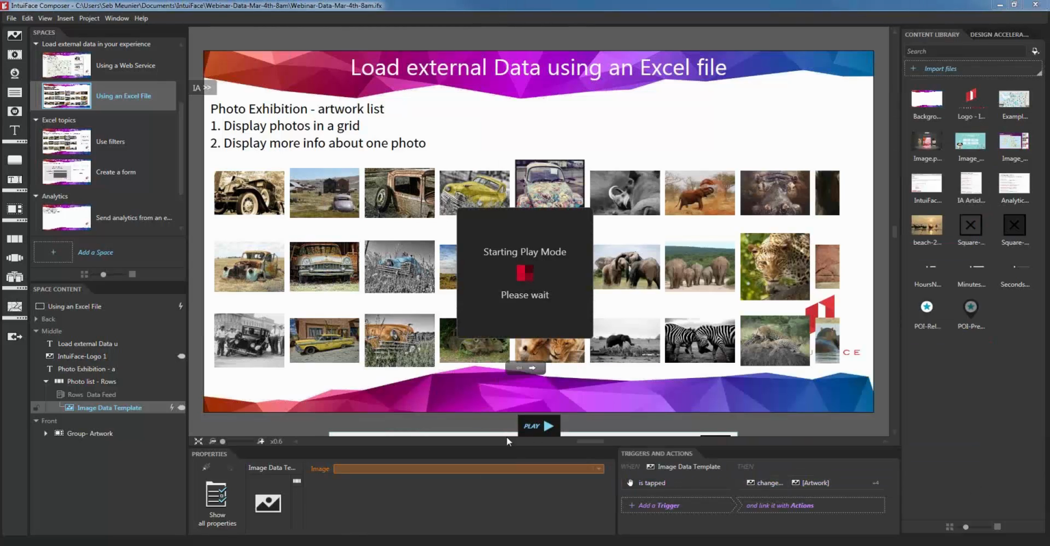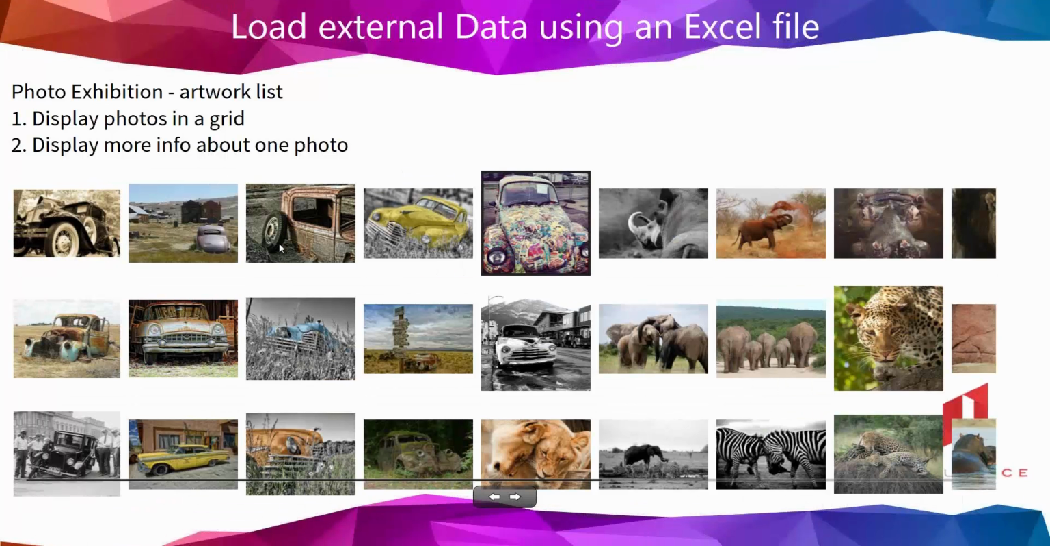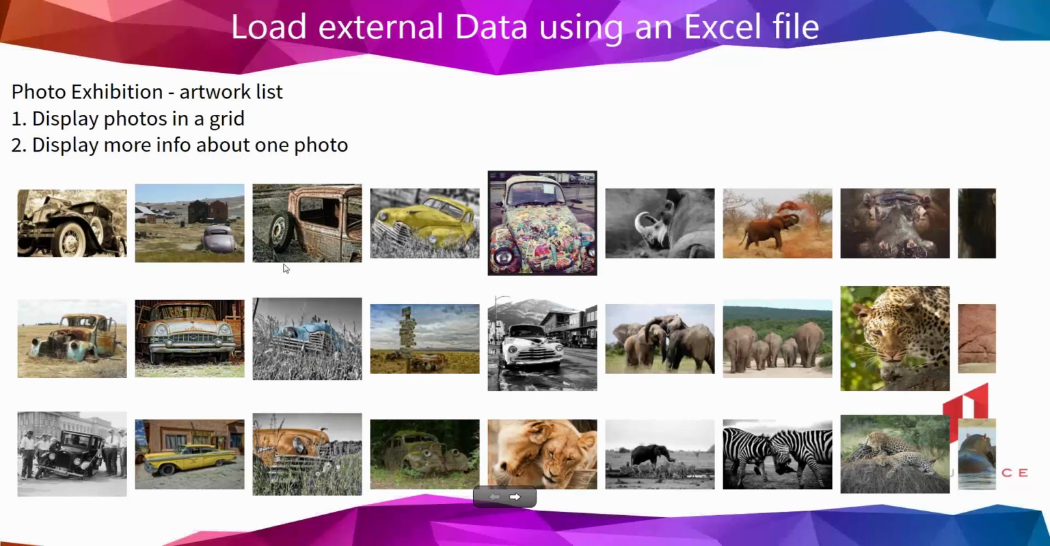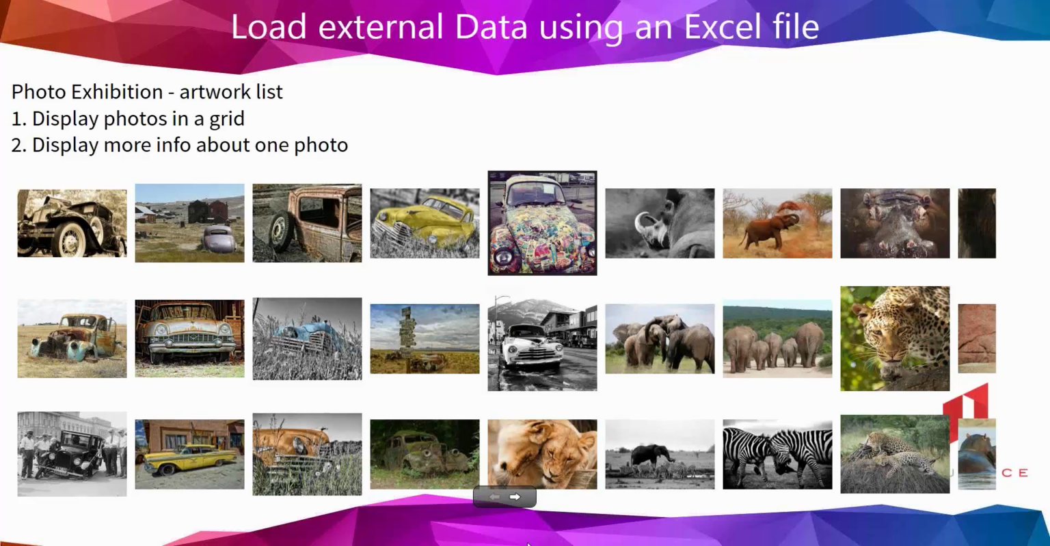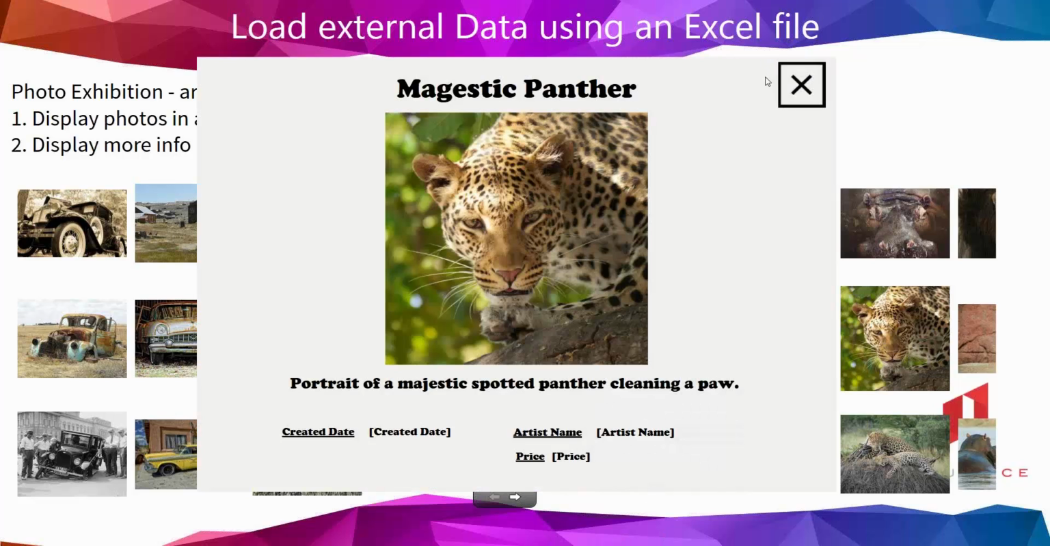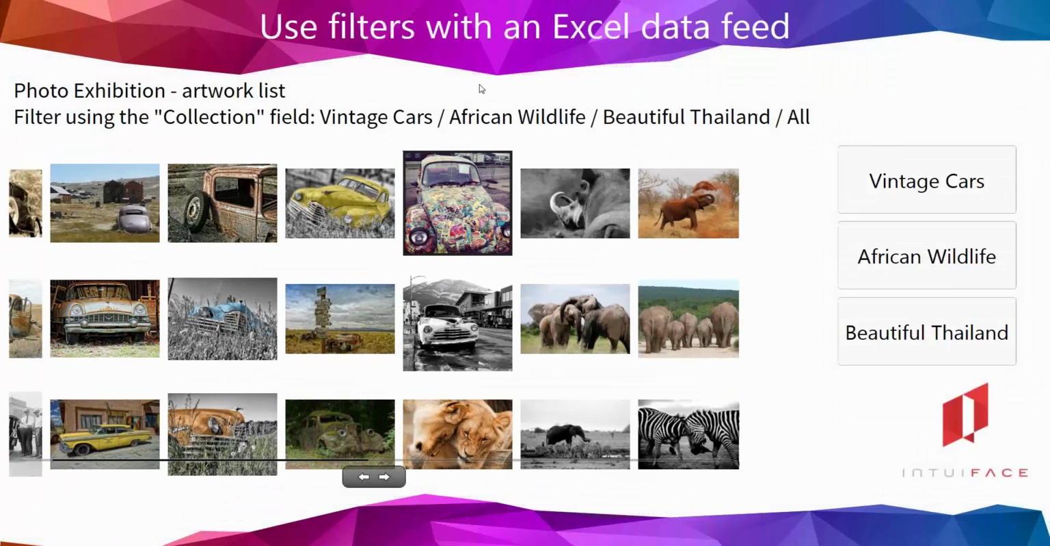So now every time I tap on a photo, it's going to set the content of this detailed view with the image and the two texts, move the view to the center of the screen, and send a report that I have consulted a picture, Desolation in Rust, and the price that I haven't displayed here yet. Let's select a second one, the Majestic Panther that I love. Okay, if I go back with some swipe gestures, so this was the filters.